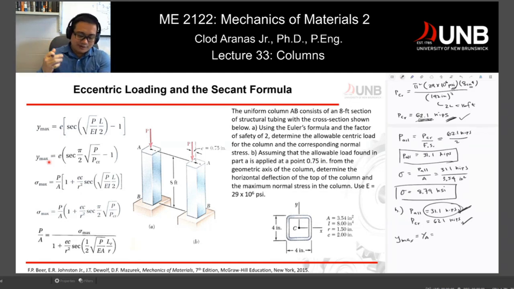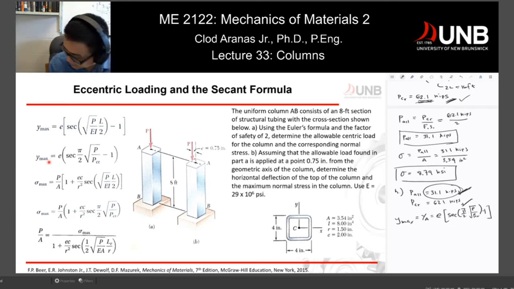For this problem, you just have to think, okay, this is fixed, this is bending, and my maximum will always be at this point. So now at A, the equation that we're going to use is this one. So secant pi over 2, P over PCR minus 1. And maybe that's quite a mess right there.